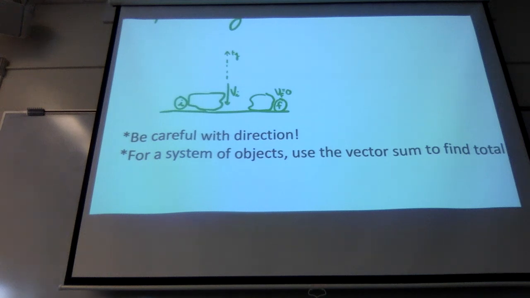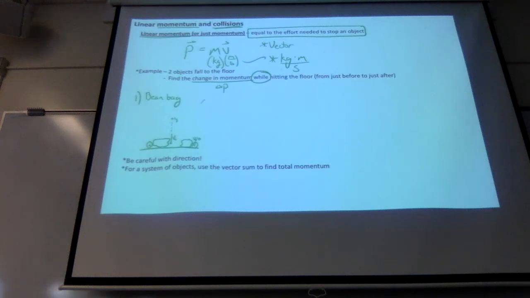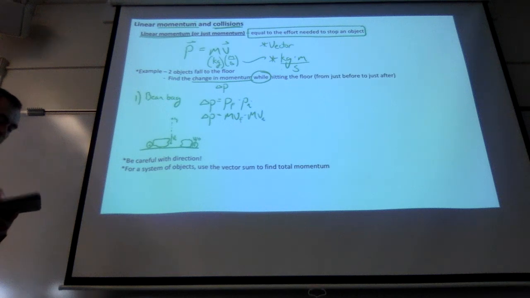So if I wanted to find the change in momentum, delta P, that's equal to P final minus P initial. And there's a reason we're doing this change in momentum instead of just finding momentum, as we'll see on Thursday. And then we can plug in the equation for momentum for both of those. So that's going to be mv final minus mv initial.